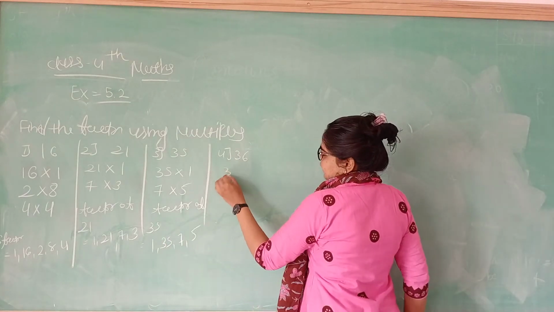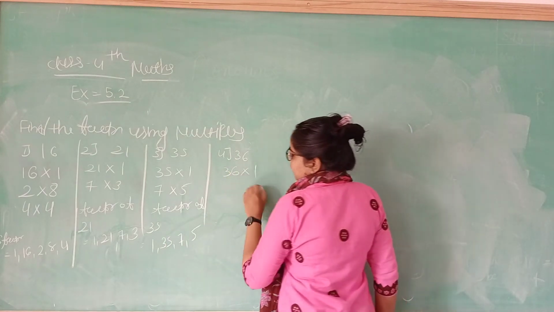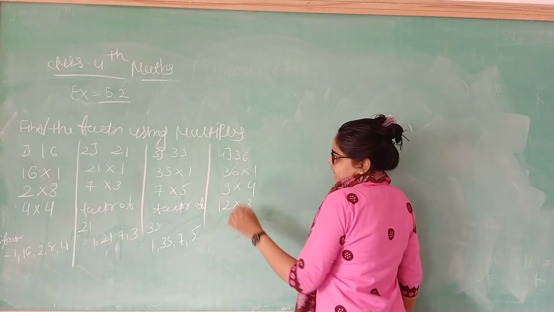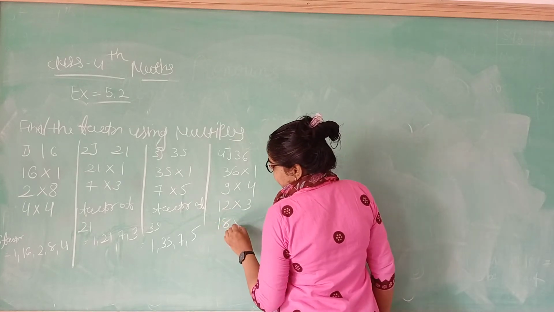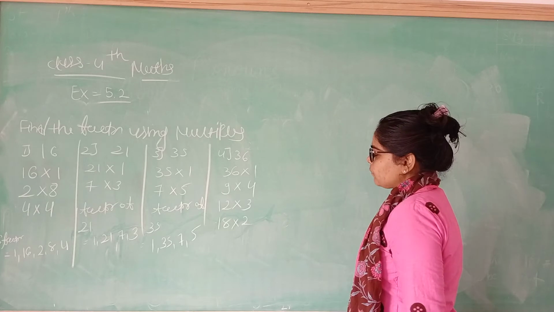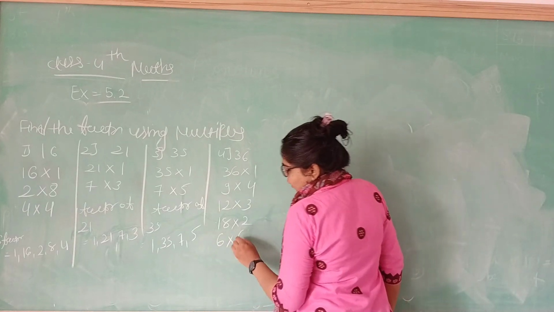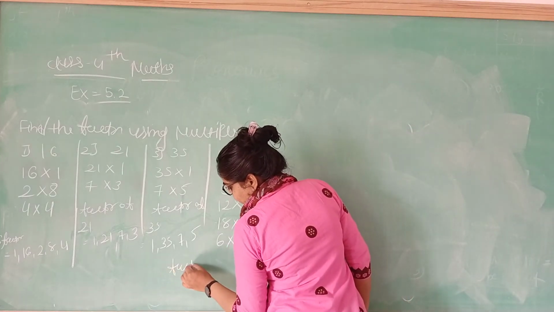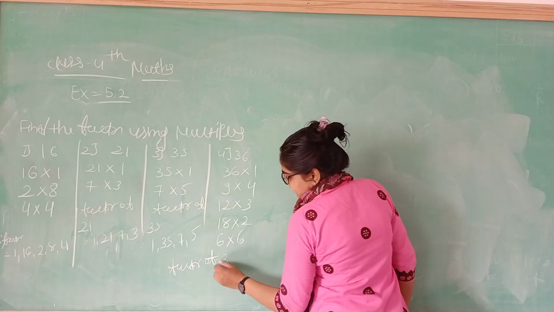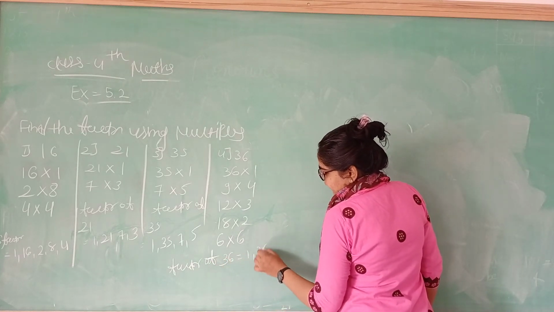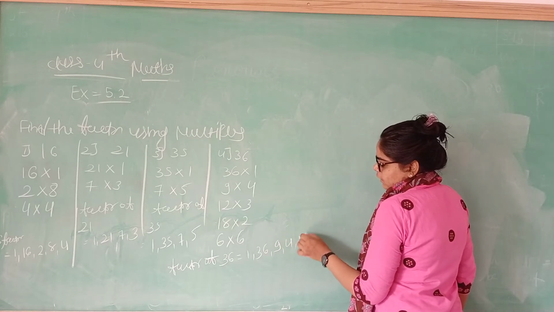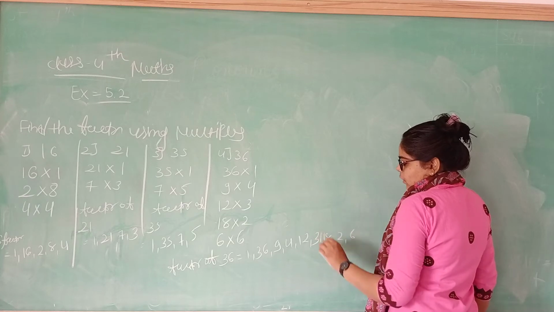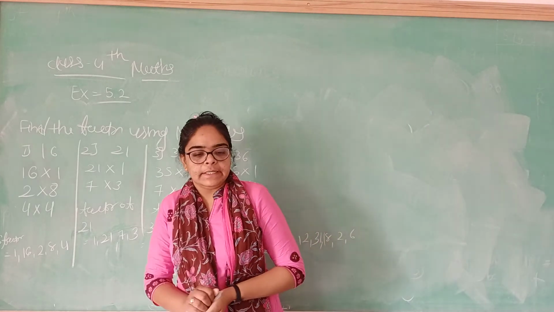Then 36. 36 ones are 36. Okay. 9 4s are 36. 12 3s are 36. Then 18 2s are 36. Okay. Then 6 6s are also 36. This one is the multiple. Okay. So the factors of 36 are 1, 36, 9, 4, 12, 3, 18, 2 and 6. Okay, all are factors of 36.